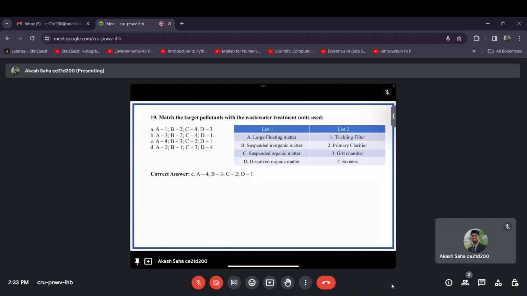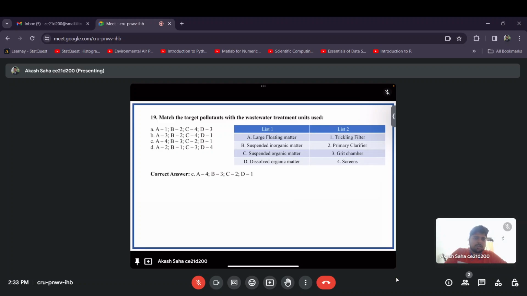We were discussing the suspended inorganic matter. It will definitely be removed with the help of the grit chamber. Now the suspended organic matter. Suspended organic matter is generally removed by the primary clarifier.